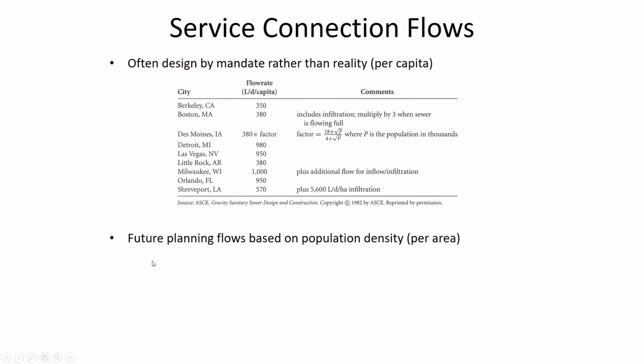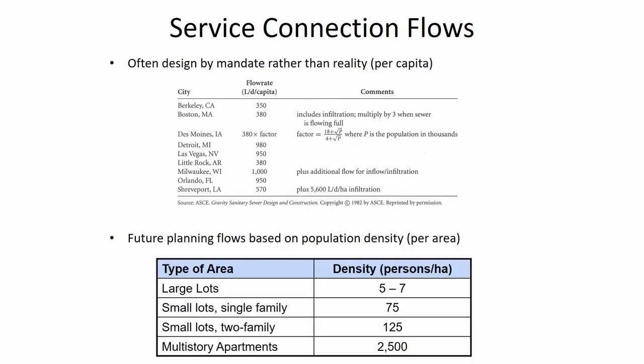So you'll have to know in an area what you expect the future population density to be, and that can be based on zoning. And once you know the population density and the local ordinance, then you can start to generate wastewater flows. Here are some typical population densities for different types of land use. Where you have multi-story apartments, really congested living conditions like in an urban area, you could have up to 2,500 people per hectare and even more. In fact, I think in Hong Kong they have up to 10,000 people per hectare.